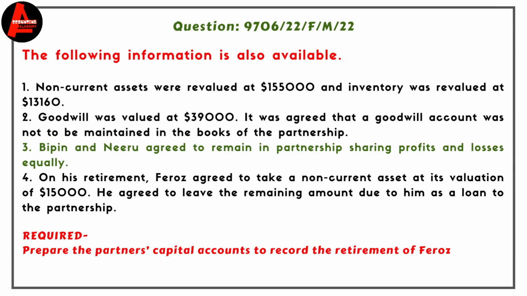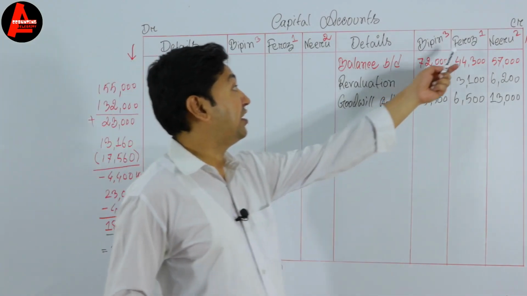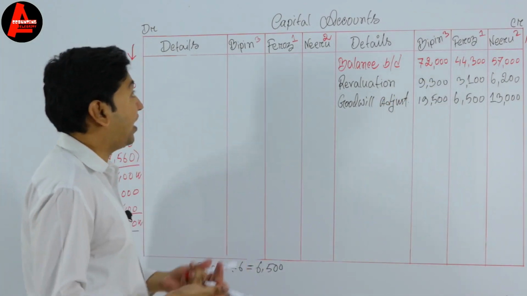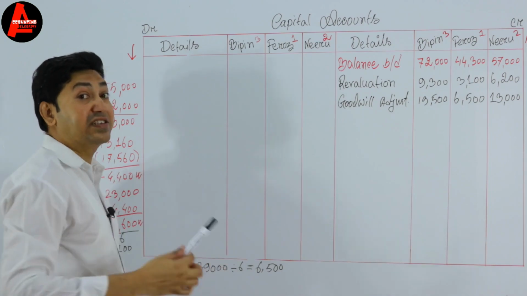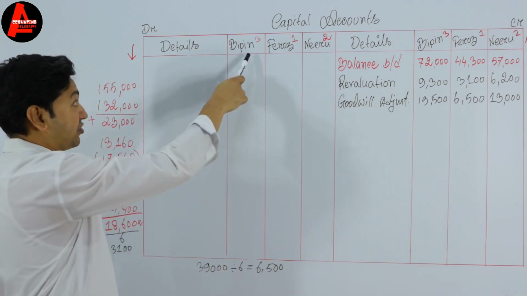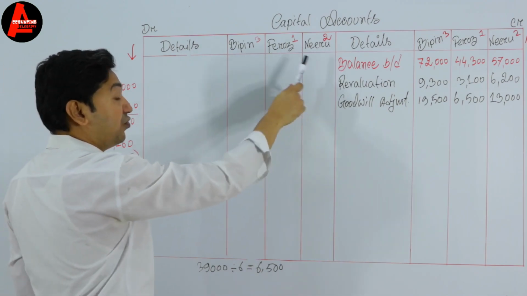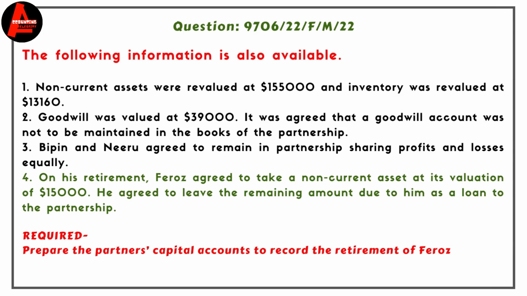Okay, now let us have a look at the question for number 3. Bipin and Nero agreed to remain in the partnership sharing profit and loss equally. So for these 2 partners, when Feroz retires, after that Bipin and Nero will get the same profit and loss share. So here Bipin is 3, Nero will also be 3. So 3:3. This is written in the question.